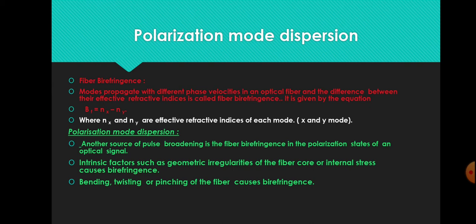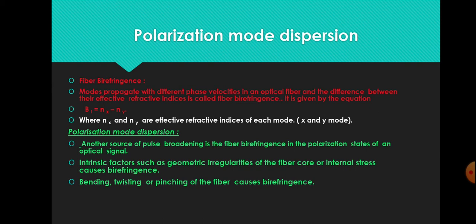Here we are assuming that X and Y are the modes, so we will get the equation Bf equal to Nx minus Ny. And next we will go to the topic polarization mode dispersion. So we have discussed that dispersion is of two types, intermodal dispersion and intramodal dispersion. That is the basic type of dispersion.